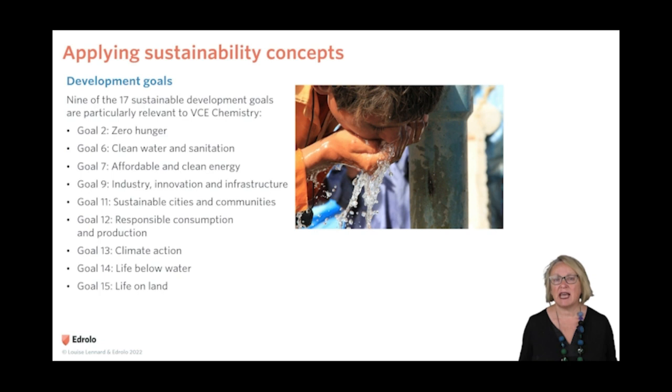Goal 13, action on climate change. Goal 14, life below water, particularly important with the Great Barrier Reef, of course. And Goal 15, life on land. And we live on the land and we use the land for our food as well as ecosystems. So a lot of them have implication for chemistry.